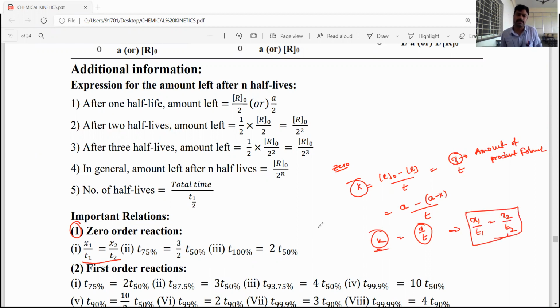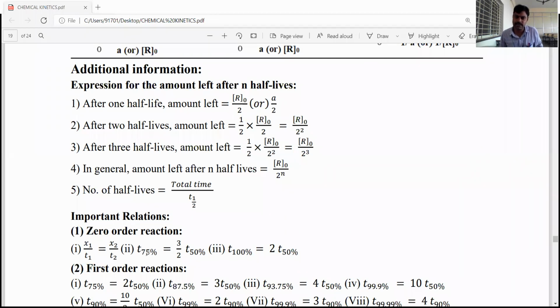Okay. Now another important relation, dear students: T 75% of the reaction for zero order reaction is equal to 3 by 2 T 50%. If you want to prove this relation, you have to take a zero order reaction, dear students. For zero order reaction, K is equal to R naught minus R by T. Okay, dear students, now this is equation 1.